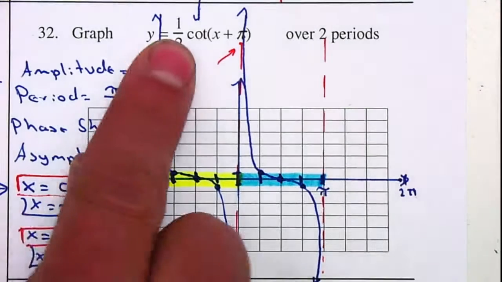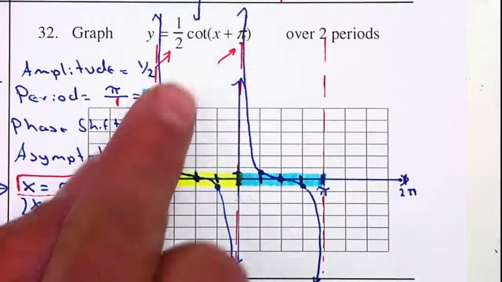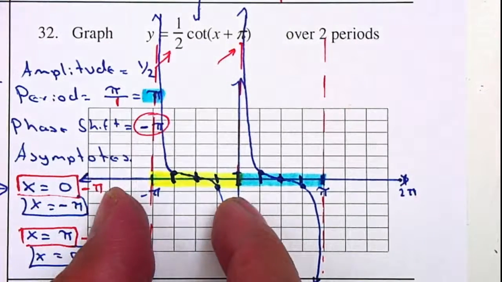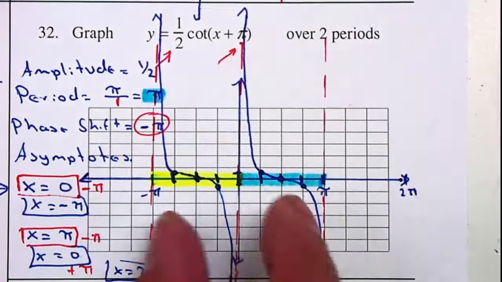Remember, you want to double check. Your amplitude is 1/2? Yes. Do we shift it to the left? Yes. And make sure that we did both periods? Perfect.